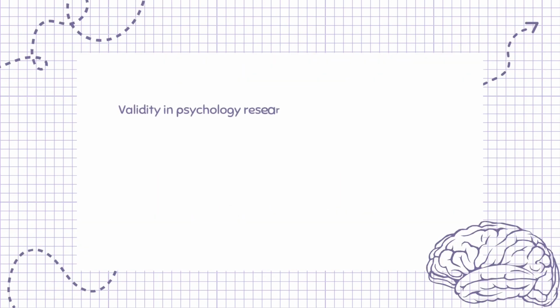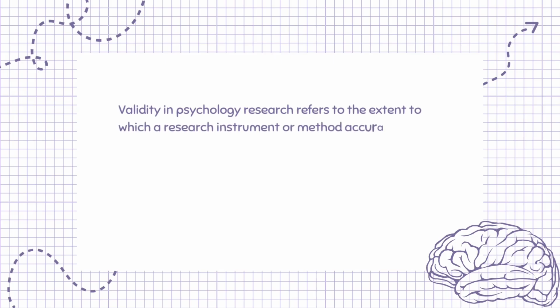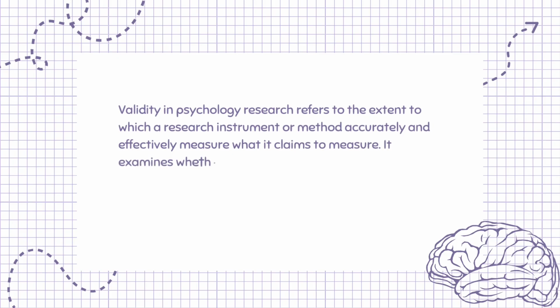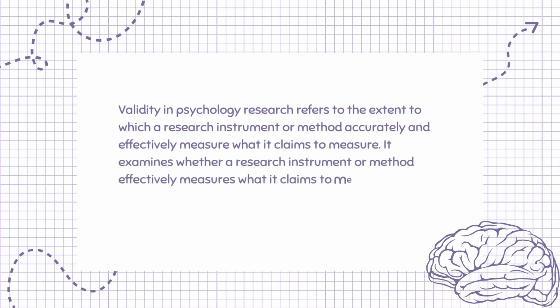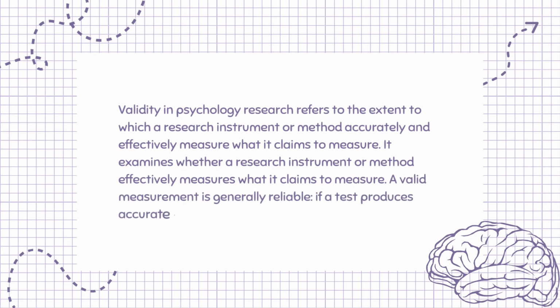Validity in psychology research refers to the extent to which a research instrument or method accurately and effectively measures what it claims to measure. It examines whether a research instrument or method effectively measures what it claims to measure. A valid measurement is generally reliable. If a test produces accurate results, they should be reproducible.